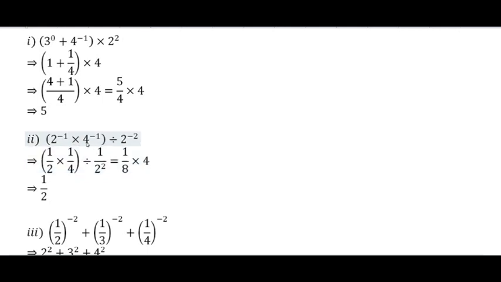Just like that in question number 2 also, 2 to the power minus 1 into 4 to the power minus 1 divided by 2 to the power minus 2. So in order to make these things into positive power, we can write this as 1 by 2 into 1 by 4 divided by 1 by 2 square. 2 4s are 8. Here this divide sign will become multiplication, then this will become 2 squared by 1, that is 4. So you simplify it with 4, this is 2 times, so the answer will be 1 by 2.